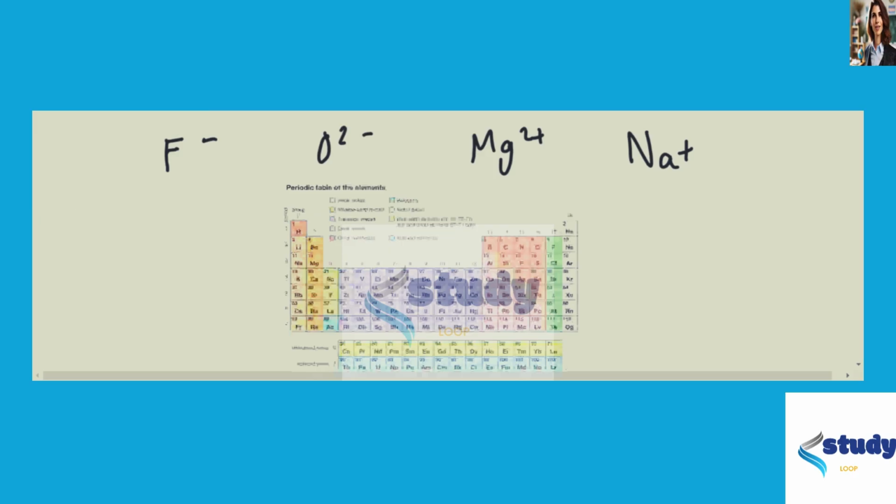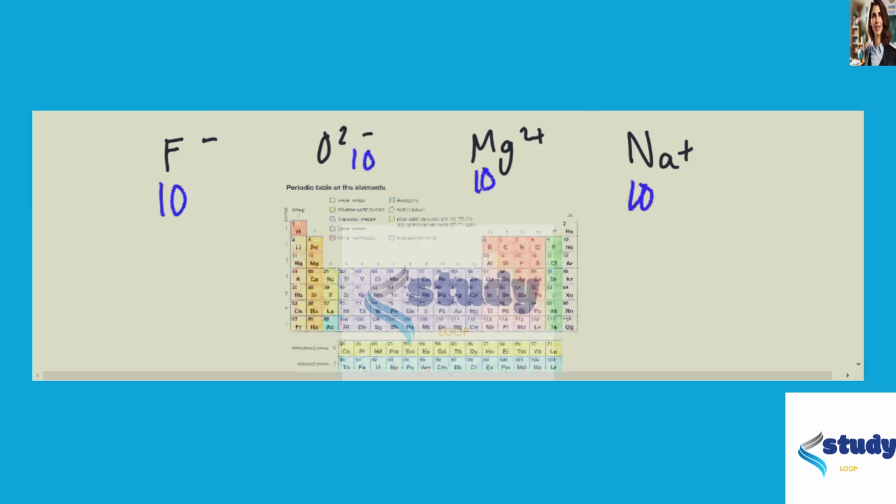Fluorine, we can see, has an atomic number of 9, and because it's fluorine minus, that means it gained an electron, so it's 10 electrons. Same with oxygen, atomic number being 8, gained 2 electrons, 10. Magnesium has 12, lost 2 electrons, 10. Sodium has an atomic number of 11, lost an electron, 10. So they all have 10 electrons, right?